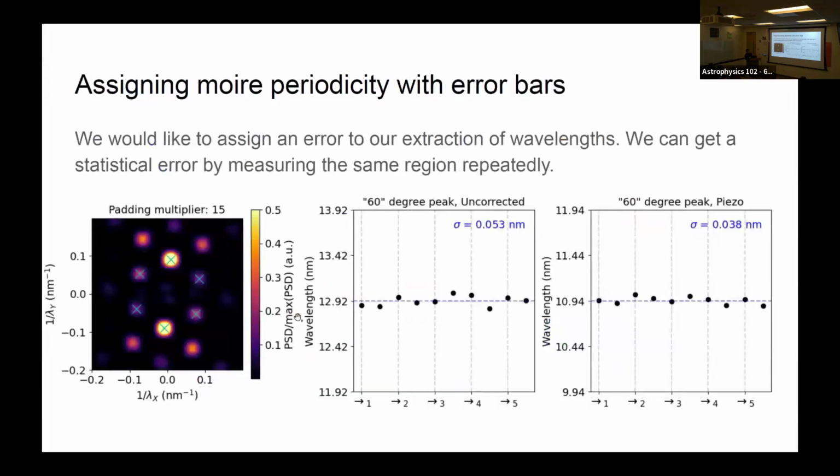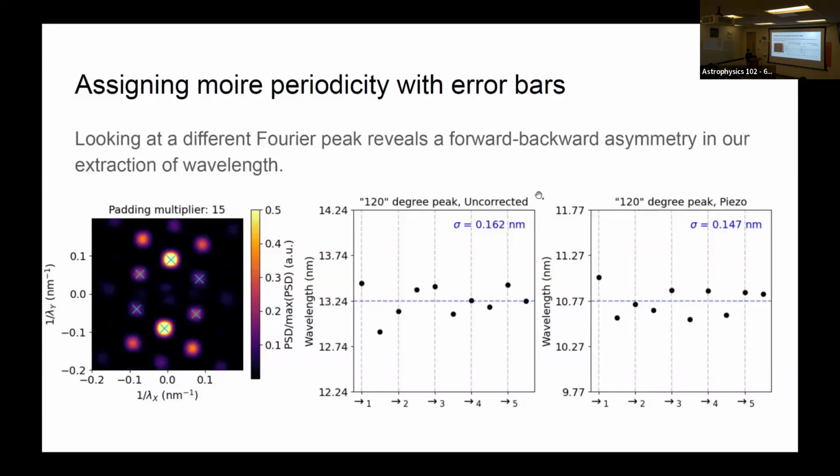And what you see, at least for the one I'm calling the 60-degree peak, is that if I'm tracking the position of this middle peak, the 60-degree peak, and just showing what the wavelength is, the interesting thing is that if you track this peak over multiple scans, there's not much of a spread in the extracted wavelength. But if you go to a slightly different peak, it does slightly worse. There's actually, it looks like, forward and backward asymmetry in the assignment of wavelength.